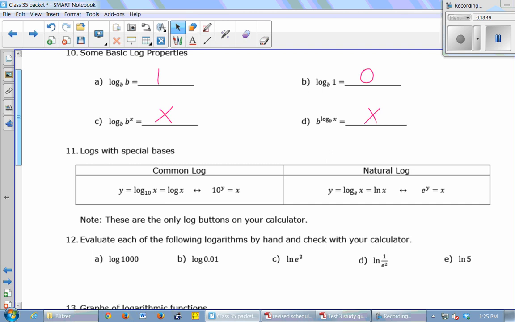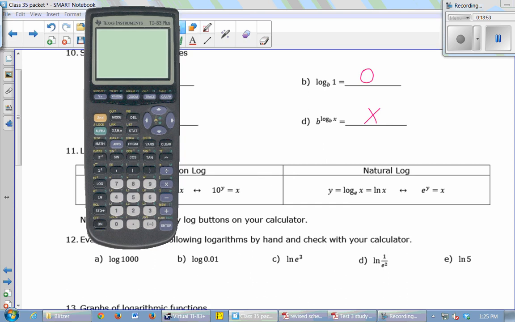These are the only two log buttons you have on your calculator, base 10 and base e. So I'm just going to show you where they are.